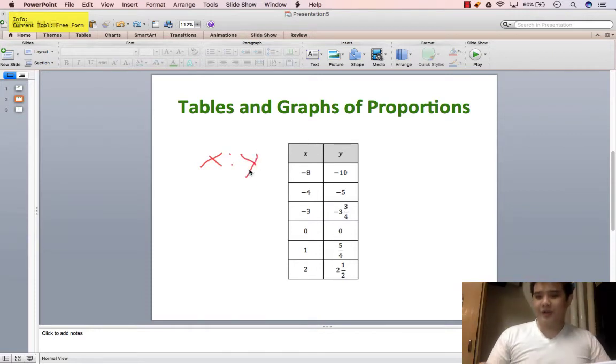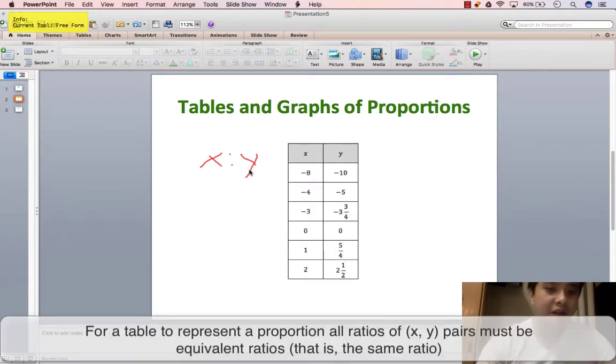Now, we know this because the ratio of negative 8 to 10 is going to be the same thing as negative 4 to 5, negative 3 to 3/4, 1 to 5/4, 2 to 2.5. So let's check that. Over here, negative 8 to negative 10, the simplification of that is going to be negative 4 to negative 5, in which case we get rid of the negatives, so it's just going to be 4 to 5. That's the ratio for negative 8 to negative 10.